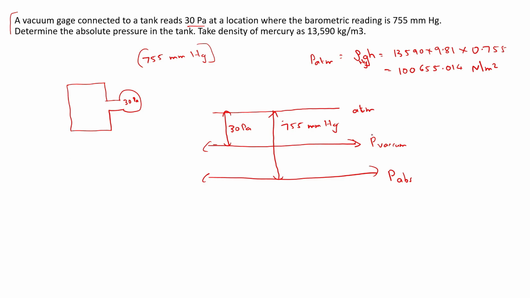So absolute pressure will be equal to P atmosphere minus 30, that is equal to 10625.01 Newton per meter square. So this is how you calculate the absolute pressure.